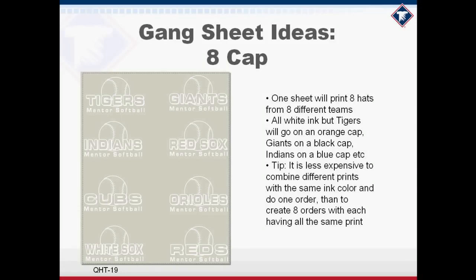The point here is that if you were to do these 8 teams, sometimes customers get in their heads that, well, instead of doing 8 different teams on the sheet, why don't I just do the same team 8 times? Well, then you're going to have to do an order for Tigers, and an order for Giants, and an order for Indians and Red Sox, and before you know it, it's 8 separate orders, instead of doing one order with 8 on a sheet. So you'll always save money by ganging these images together. It's always going to be cheaper to put them together than to try to leave them separately.